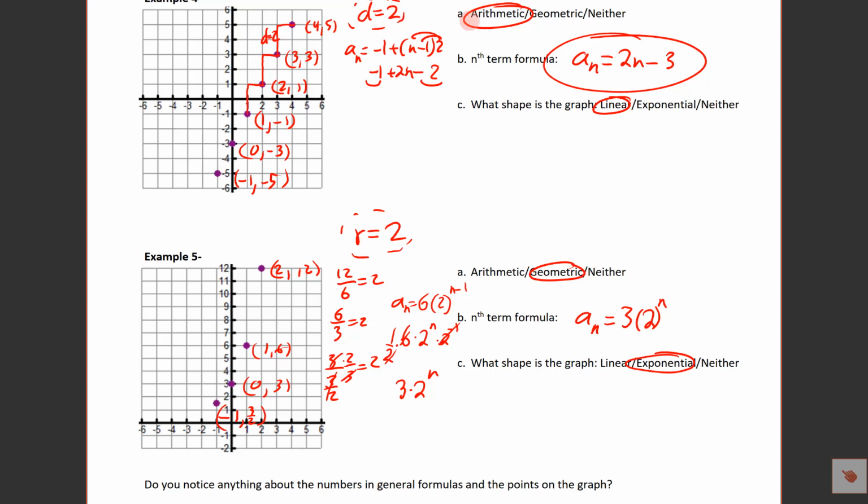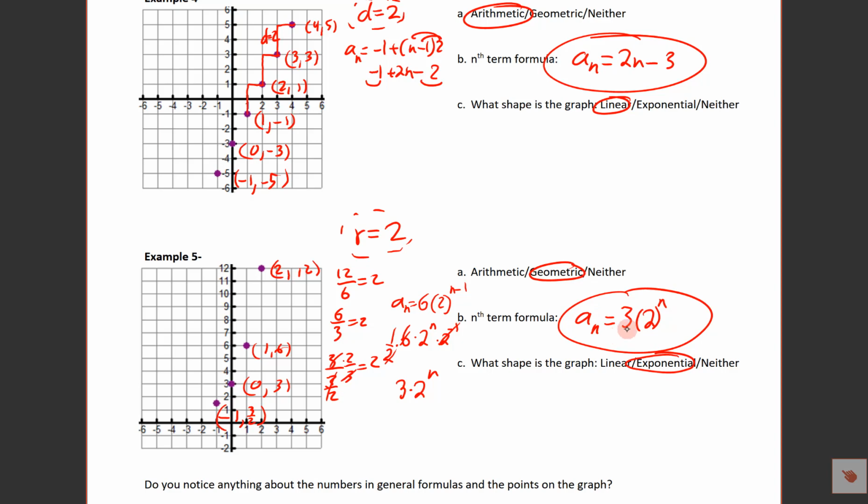I want you to notice that that 2 showed up in here, and then there's a -3. Where is there a -3 as far as the graph goes? Well, it's right here. It's like the y-intercept. It's like the 0 term. It's not the first term, but the one right before the first term. And then let's take a look at this formula down here, the one for the geometric one.